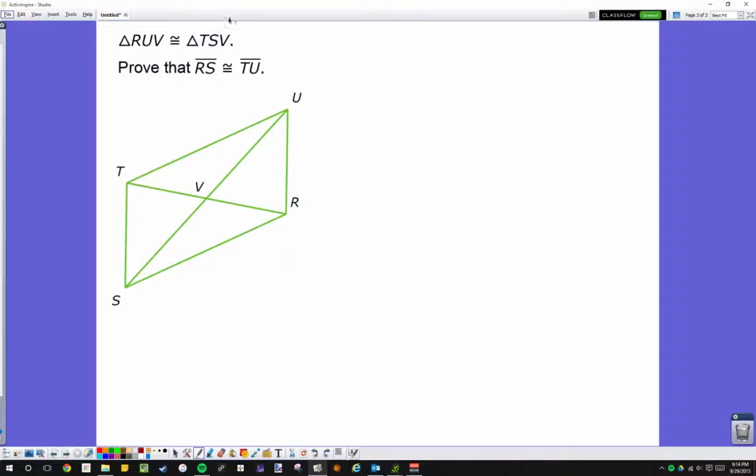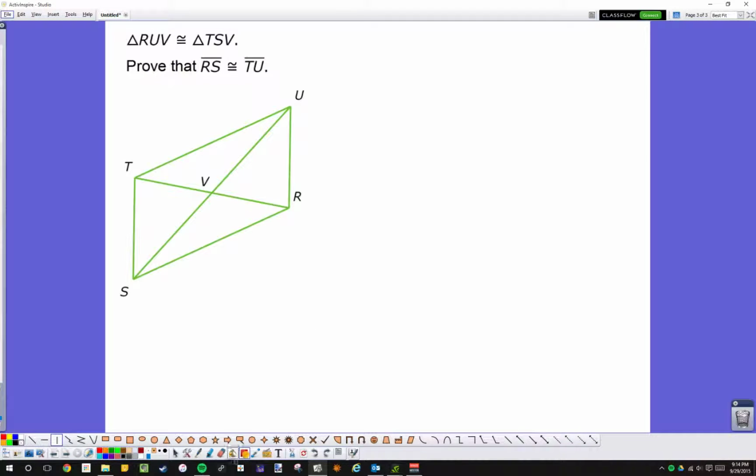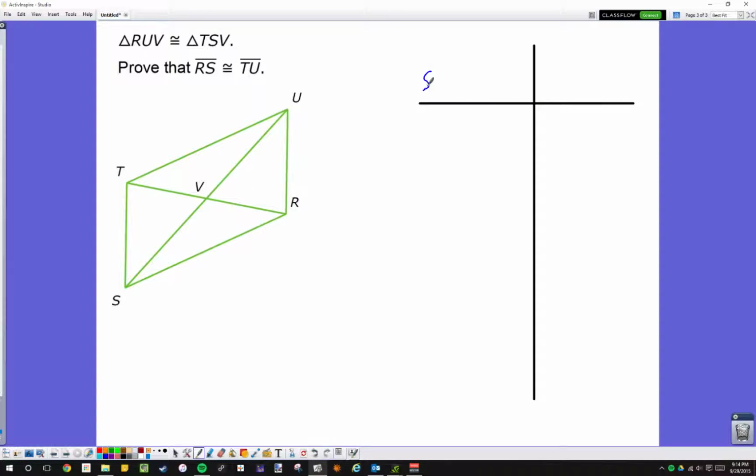Okay, this problem's a little different in that we are given right away that these triangles are congruent. So usually we need to prove that some triangles are congruent, but in this case we're given that. And then I think we are going to end up proving some other triangles being congruent actually. So we've got our statements here on the left, and our reasons on the right as always.